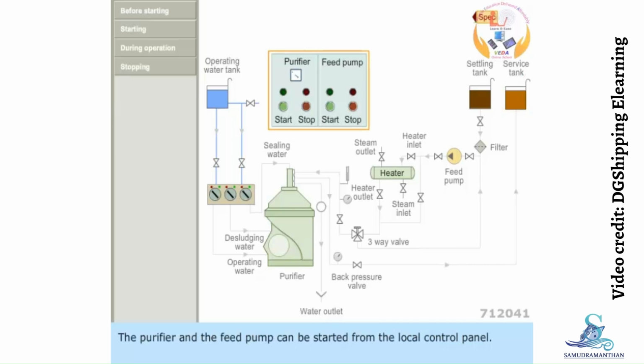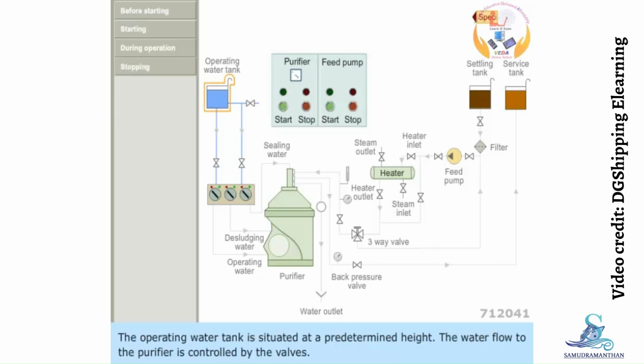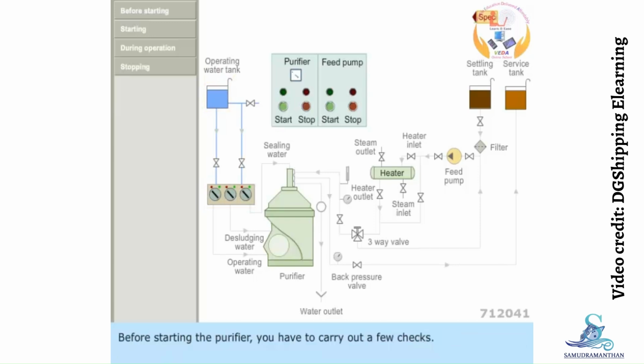The purifier and the feed pump can be started from the local control panel. The operating water tank is situated at a predetermined height. The water flow to the purifier is controlled by the valves. Before starting the purifier, you have to carry out a few checks.